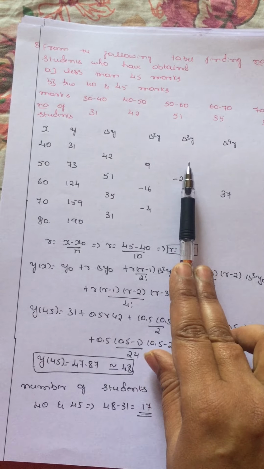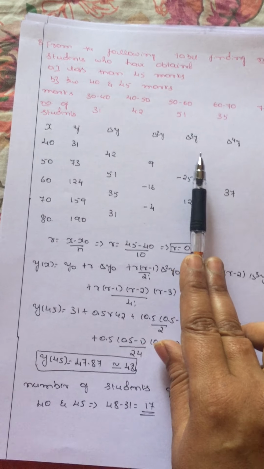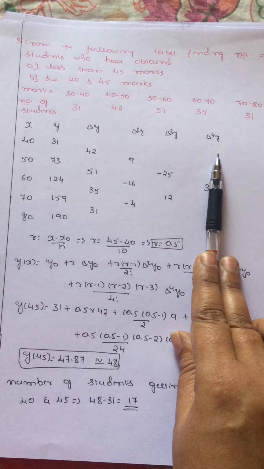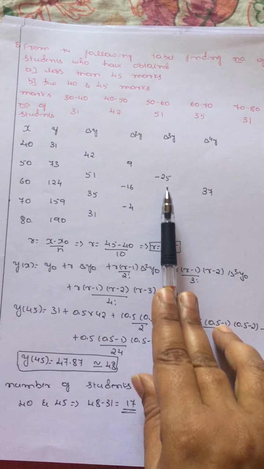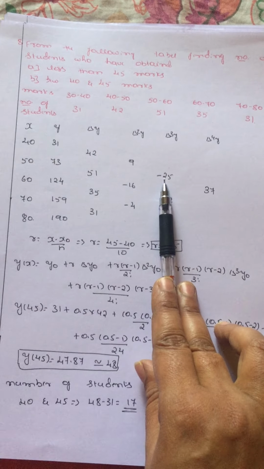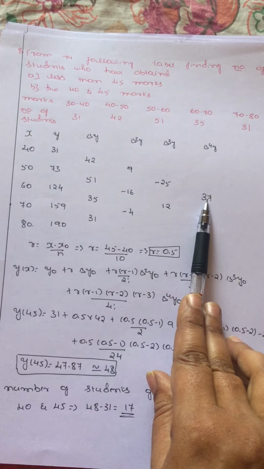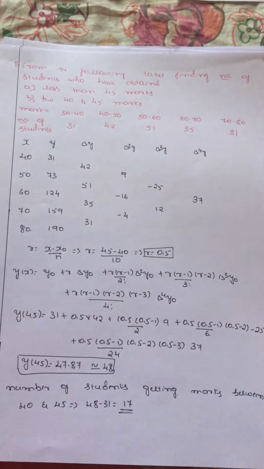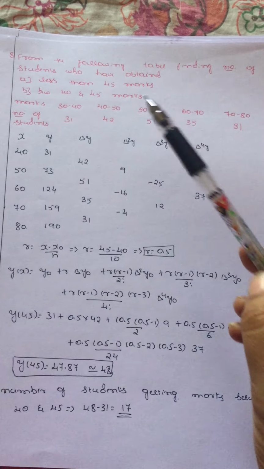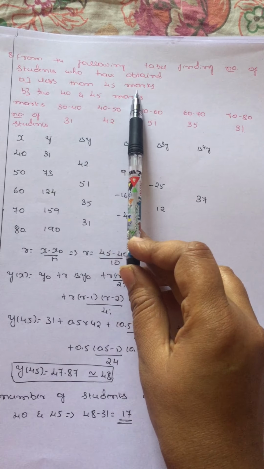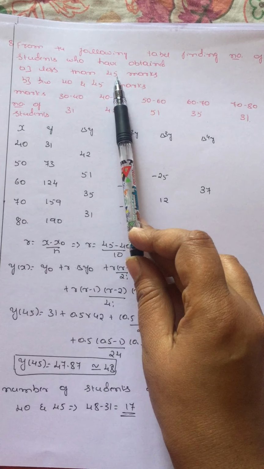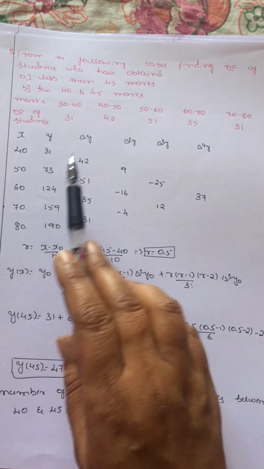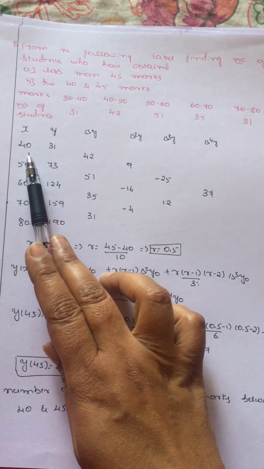Using this third difference, we go to the fourth difference: 12 minus (minus 25) becomes 12 plus 25, so here we get 37. First we have to find the r value. Here we have to find less than 45. Less than 45 means the x value is 45. Here 45 is nearest to the first value.